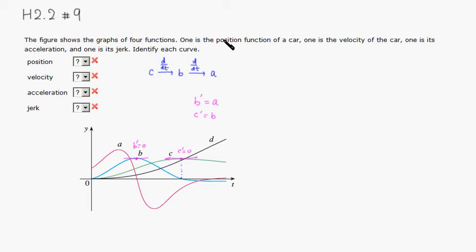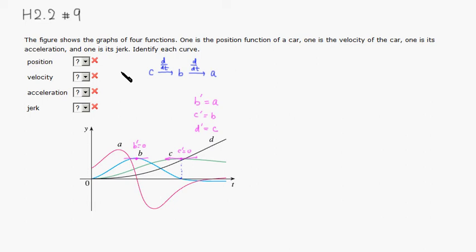So we have that. Then if you look at D, it looks like D is always positive. The slope of D seems to be always positive here, so the derivative of D is going to be positive. So we're looking for a function that's always above the t-axis. You can see that A goes below, B goes below, and C is the only one that stays above. So it seems like C is the derivative of D.